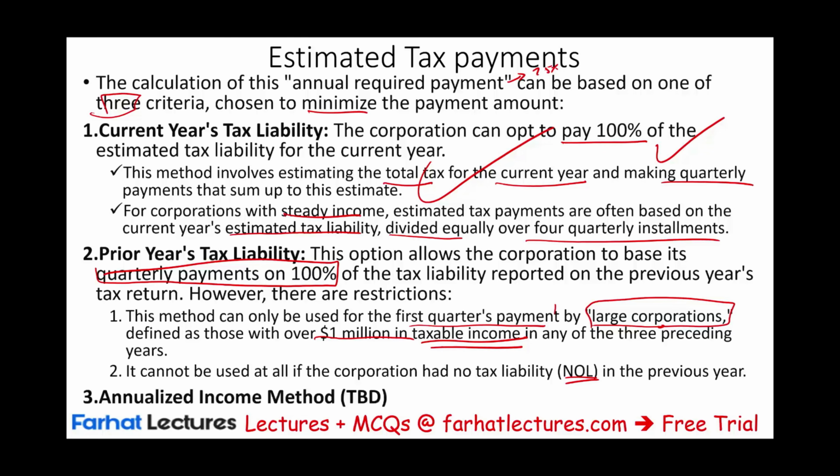This third method is called the annualized income method. What I'm going to do with the annualized income method is discuss it in a separate recording. I'm going to have one recording called annualized income method because I believe it merits a little bit more explanation. This way I will give it enough time so you can understand it. But the best way to illustrate those two methods, the current year tax liability and the prior year tax liability, is to do what? Work an example.